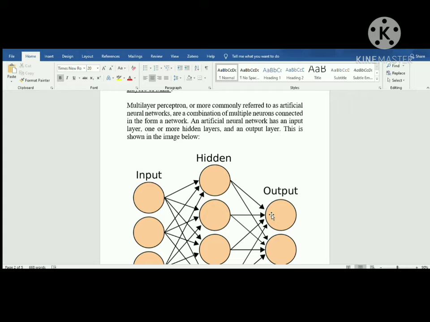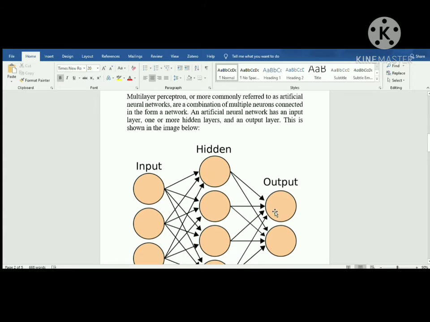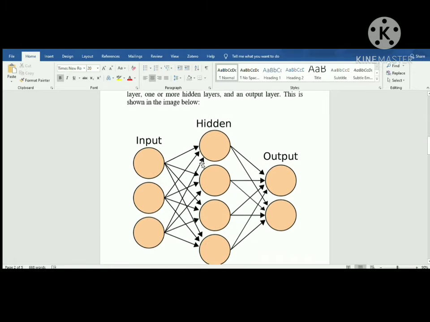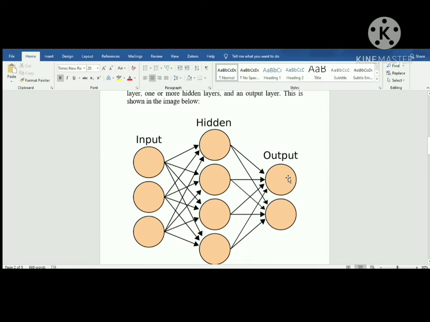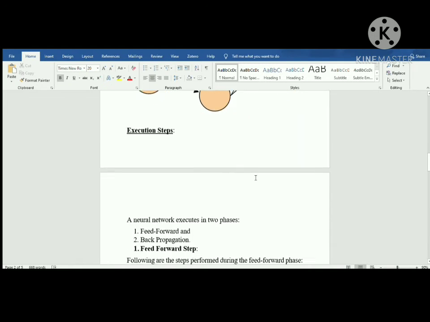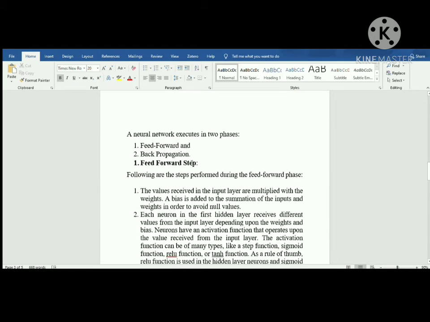This figure shows the layers of the multilayer perceptron. First is the input layer, then the hidden layer, and then the output layer. Now the execution steps. There are two steps: the first one is feed forward and then backpropagation. Today we will try to solve an OR gate problem using a multilayer perceptron.